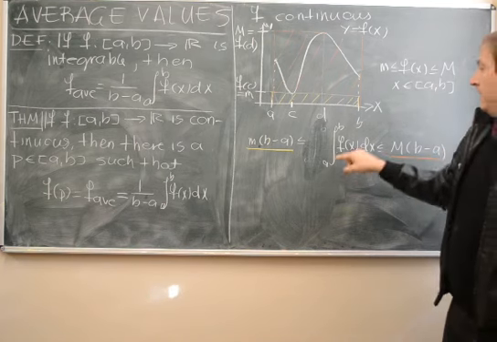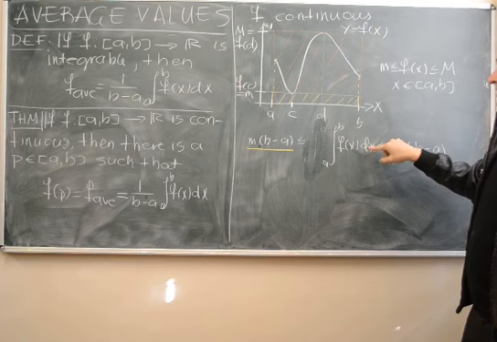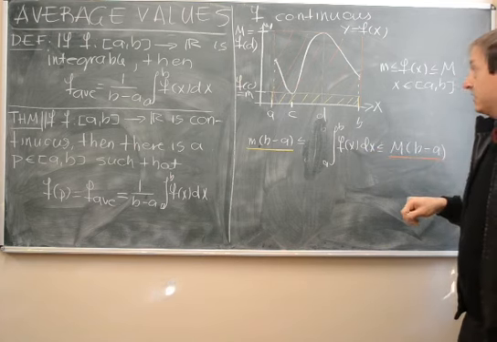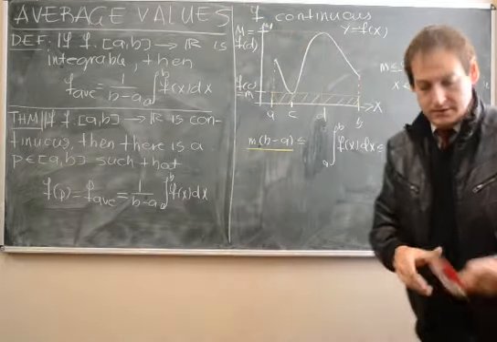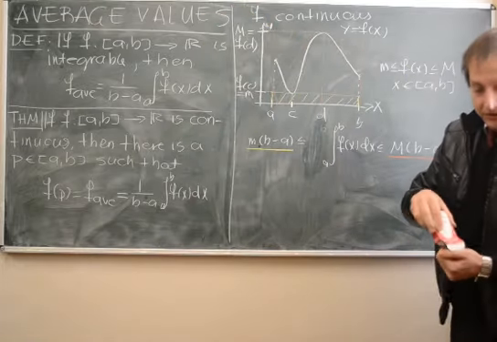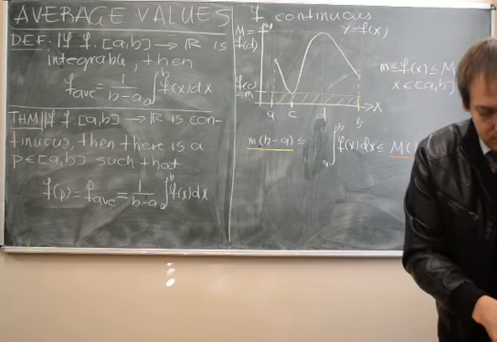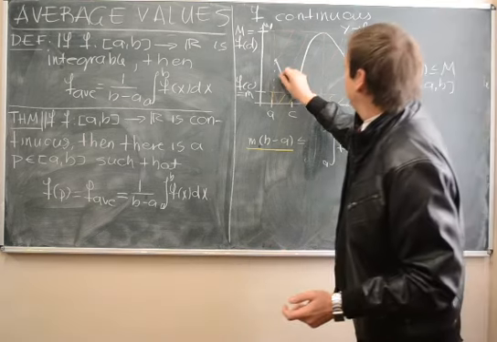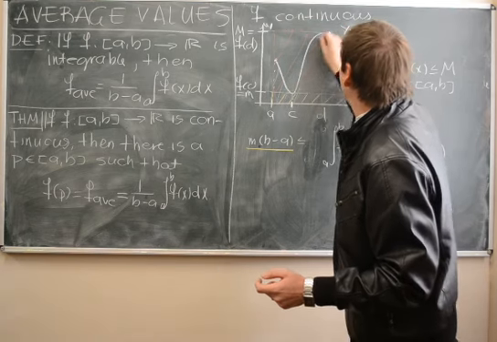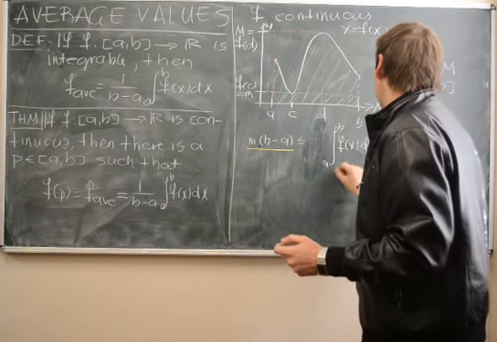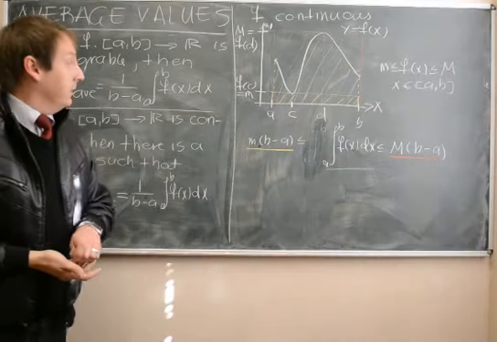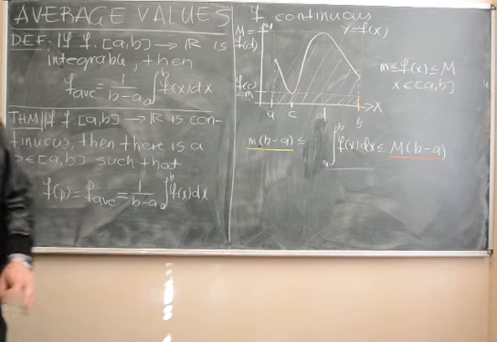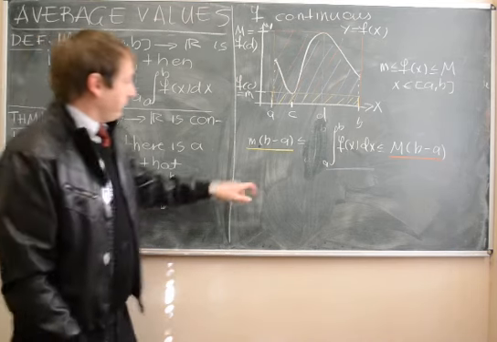So it's clear that the integral from a to b of f of x dx should be between these two areas, because that integral is just the area under the curve, basically the purple. And this is not a proof of that fact, it's just a pictorial indication of why it's true.